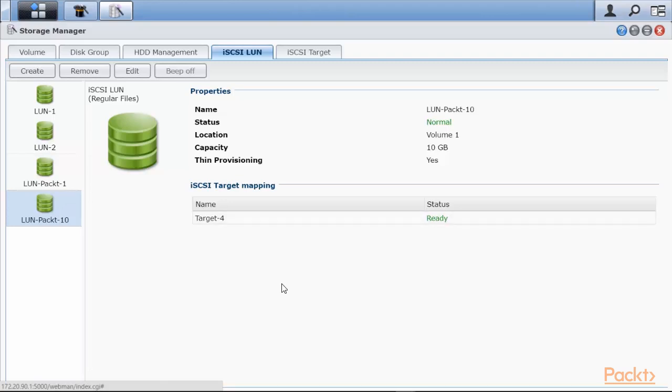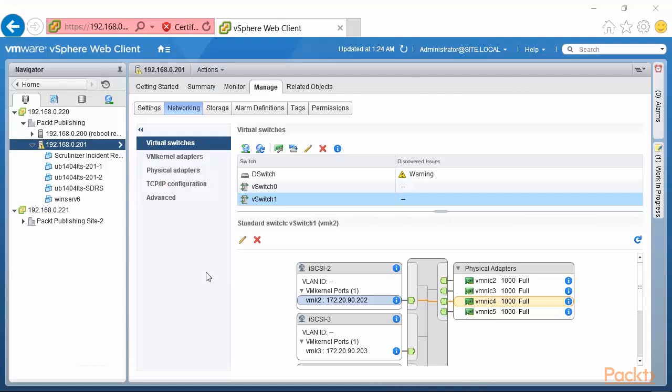So with this, we are going to move now to our web client to see what things look like there on that side for the iSCSI. So we are back in the vSphere web client. I'm looking at my host 0.201, looking at networking, and I'm looking at the separate standard switch that I created that I'm using for iSCSI activities.